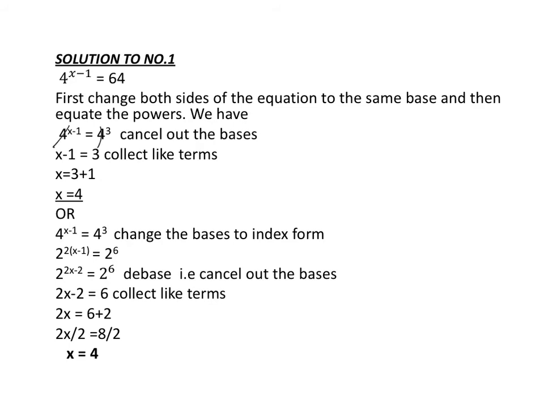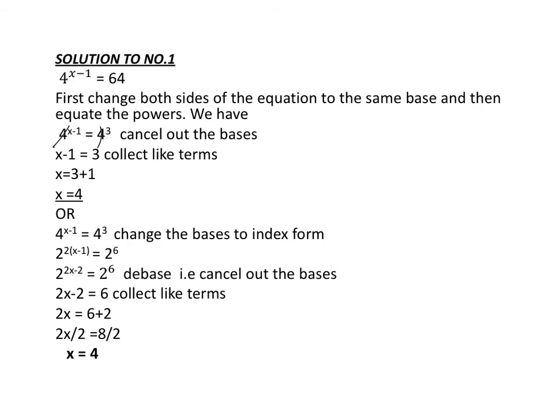We have x minus 1 is equal to 3. You are now dealing with the powers. x minus 1 is equal to 3. When you collect like terms, you have x to be equal to 3 plus 1. Minus 1 crosses the equal sign to become plus 1. So x is equal to 3 plus 1, which is equal to 4. Another way to solve this is 4 raised to power x minus 1 is equal to 4 raised to power 3.